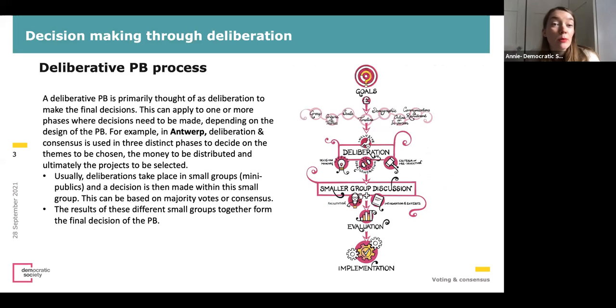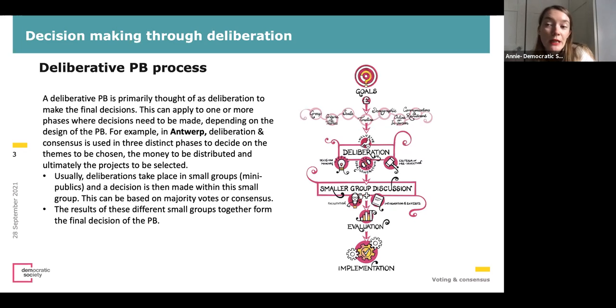So deliberative PB process, so how you can get to the end of a deliberative PB process. A deliberative PB is primarily thought of as deliberation to make the final decisions. So this can apply to one or more phases where decisions need to be made depending on the design of the PB. So we did a little bit of an exercise last week with the idea generation. So having a sort of deliberative conversation, getting into discussions and making a decision about which ideas should go forward, which themes. So an example of that was Antwerp.